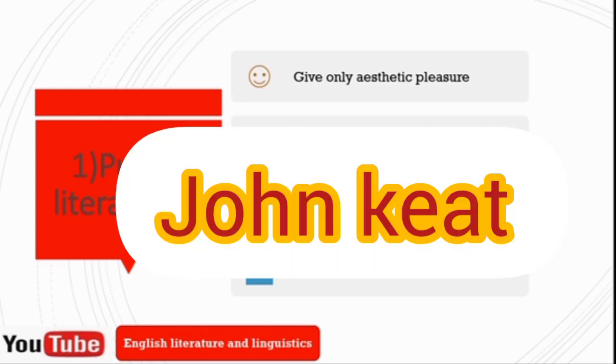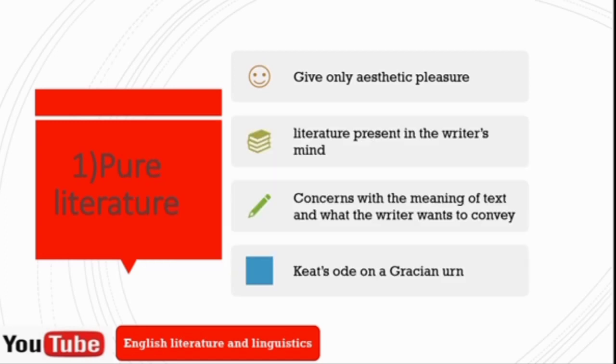Keats was an English poet of the second generation of the Romantic period, and he was born in 1795 and died in 1821 of tuberculosis at the age of 25. Most of his poems were published after 4 years of his death, and he was buried in Italy. Pure literature is everything worth reading and which you can analyze in many different ways.